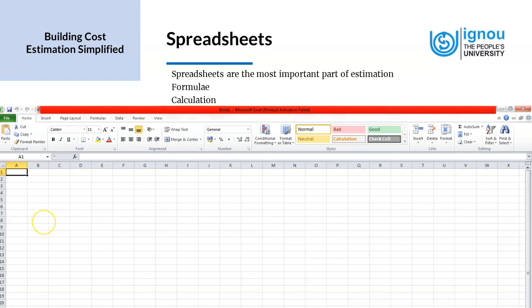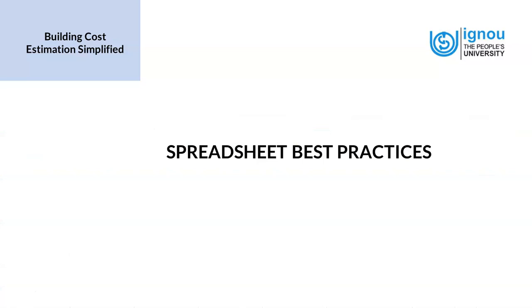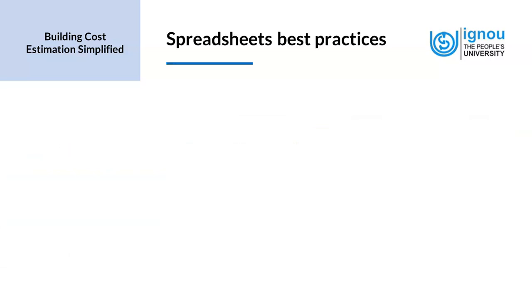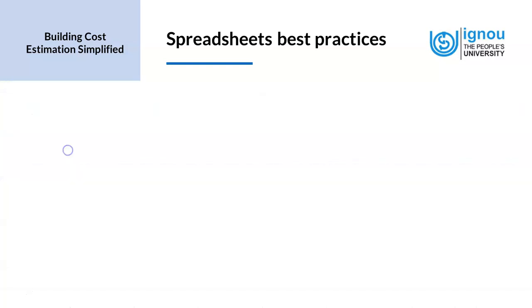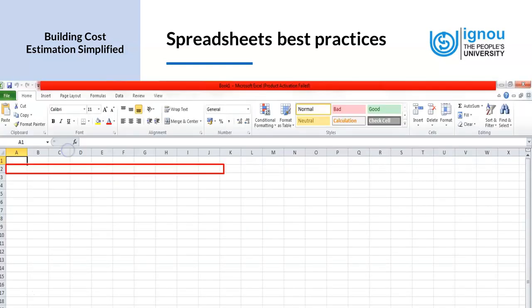It is very important for estimators to have a good knowledge of handling the operations and the features of spreadsheet. So in these there are cells which are the boxes where we input the data. Some of the best practices of spreadsheets. The spreadsheet best practices. The cells are these individual units. Then rows are the horizontal lines of the cells and columns are the vertical lines of the cells.